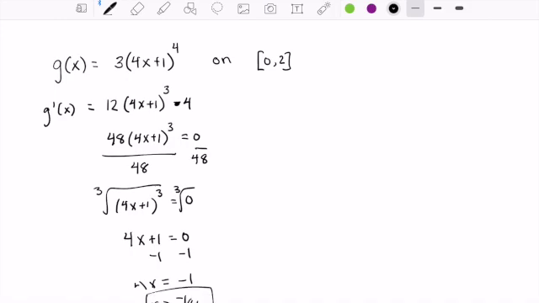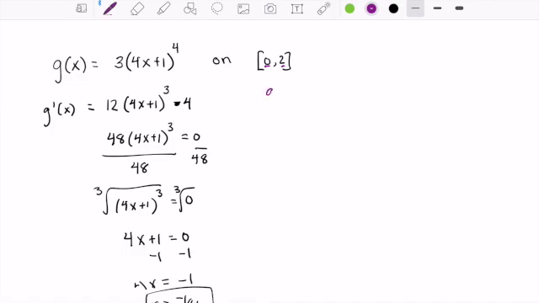So I ask myself, is negative 1/4 within my interval? Well, it's not, so I don't have to take negative 1/4 and plug it into g, so that's very easy for me. All I'm going to do now is plug my interval points into g, and whichever one gives me my largest number is going to be my absolute maximum. Whichever one gives me my smallest number will be my absolute minimum.